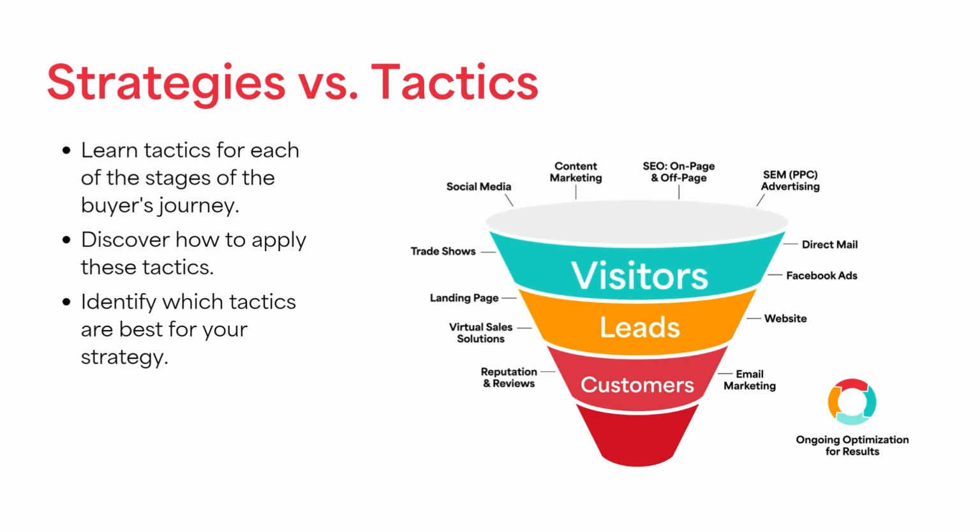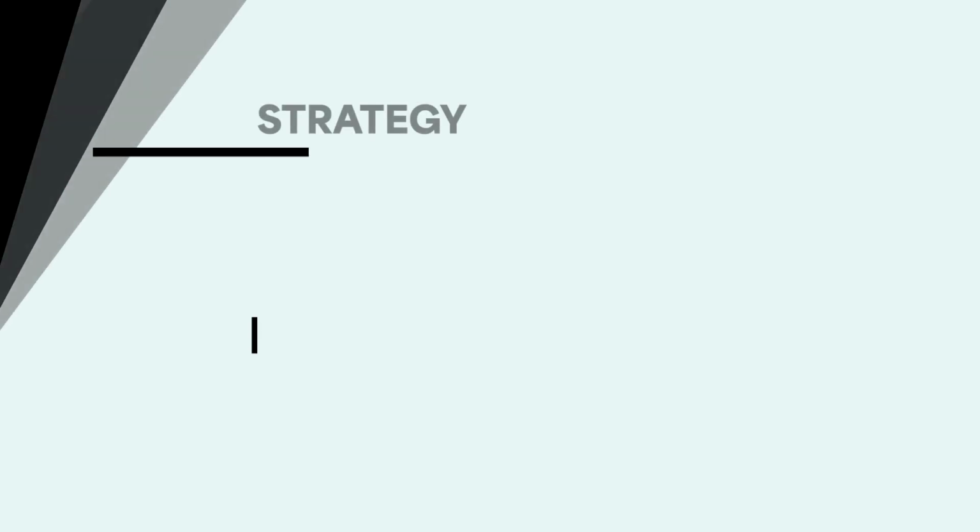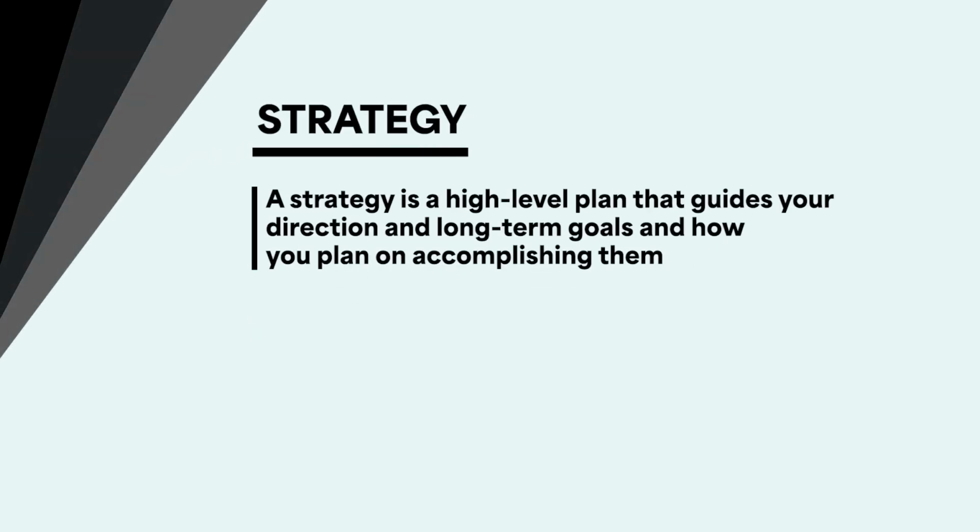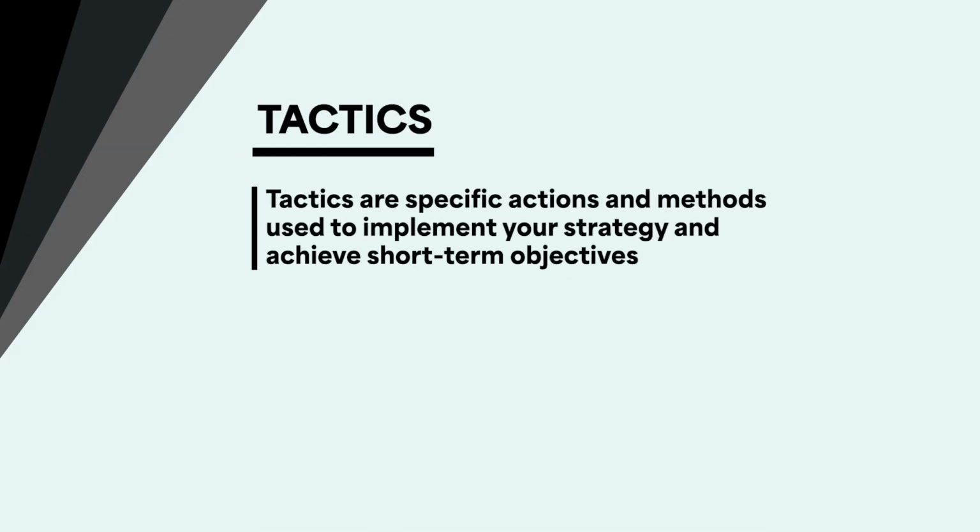Let's dive right in. What is the difference between a strategy and a tactic? The difference between a strategy and a tactic lies in their scope, the level of detail, and time frame. A strategy is a high-level plan that guides your direction and long-term goals and how you plan on accomplishing them. Tactics, however, are specific actions and methods used to implement your strategy and achieve short-term objectives. Let's discover tactics to move your potential resident through the pipeline.